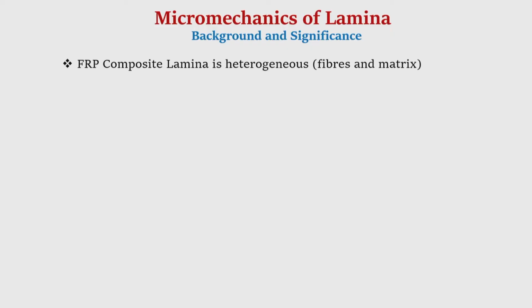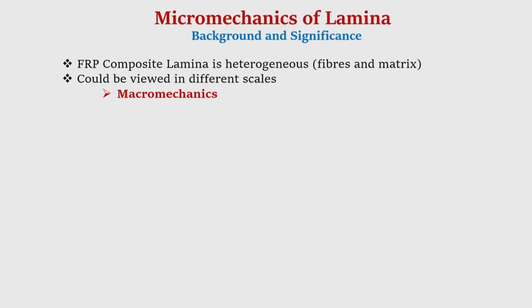A lamina, as we understand, is a heterogeneous material. It consists of fibers and the matrix. Therefore, the mechanics of lamina could actually be studied at two different scales, namely the macromechanics of lamina and micromechanics of lamina.